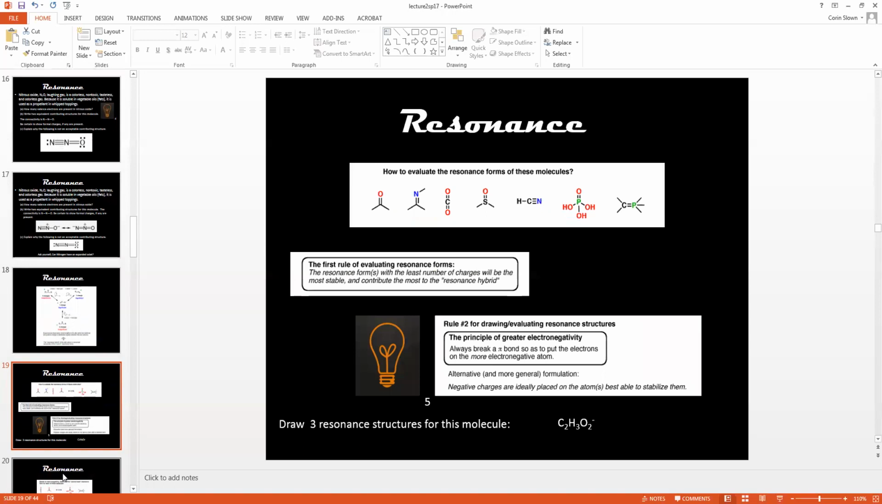Rule number 2 is the principle of greater electronegativity. So we always break a pi bond so that we put the electrons on the more electronegative atom. A more general formulation of saying this is negative charges are ideally placed on the atoms best able to stabilize them. So draw 3 resonance structures for this molecule. And again, take a pause if you need to.